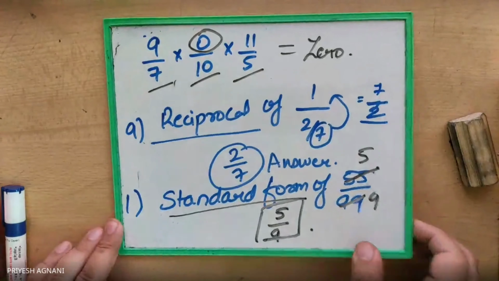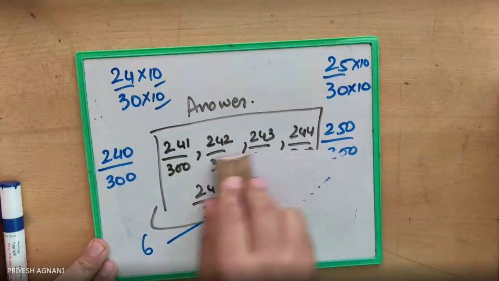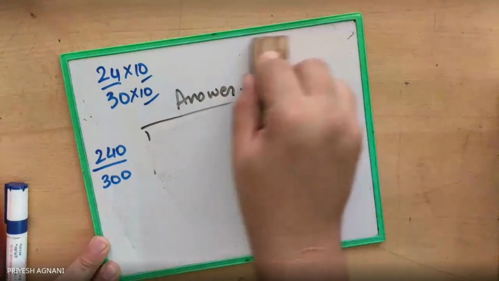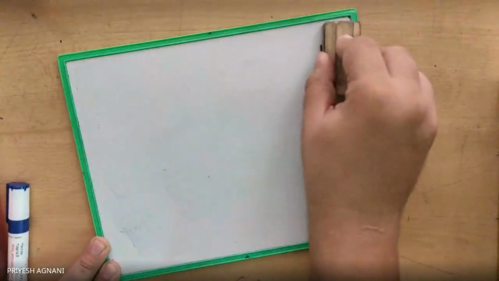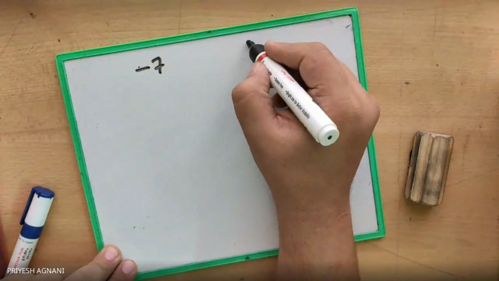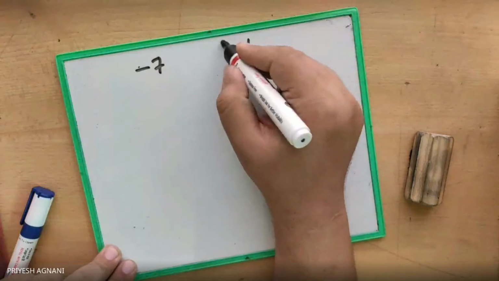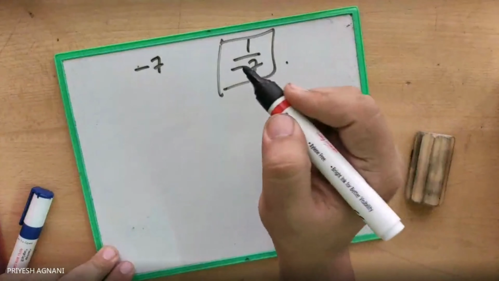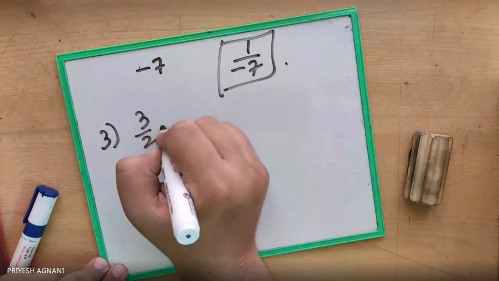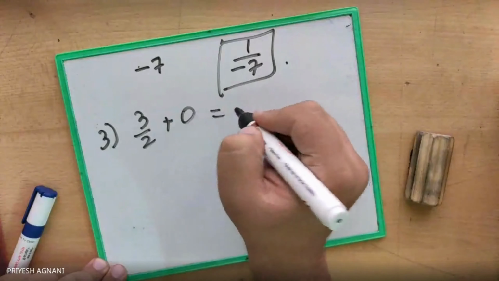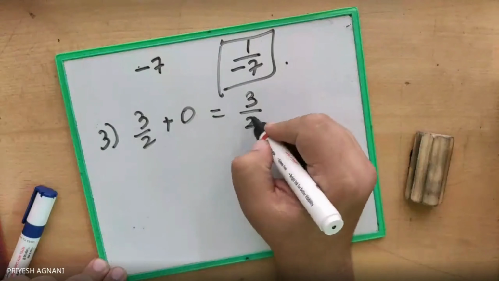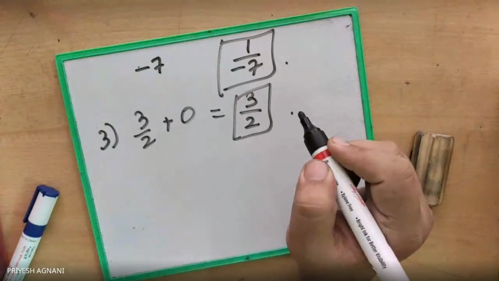Now the fourth question you see of mental maths. The fourth question says, what is the multiplicative inverse of minus 7? Here it is minus 7. The multiplicative inverse becomes 1 upon minus 7. Simple. Okay. The third question says 3 upon 2 plus 0. Whatever you add with 0, the answer is always the same. 3 upon 2 itself. This is your answer.